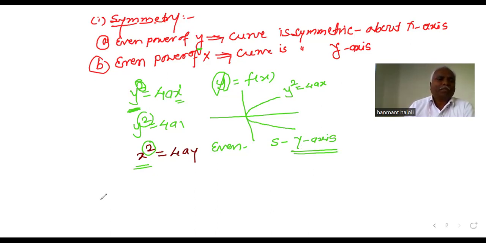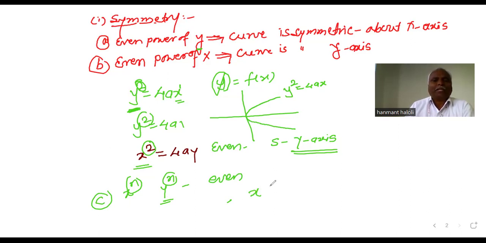Now we go for the third point, that is symmetry about both the axes, meaning even powers of both the variables. Suppose x also has an even power and y also has an even power. If index n is an even number, and both variables x and y are even powers, then the given curve is symmetric about both the axes. The curve is like this: x square plus y square equal to r square. Here the curve is symmetric about both the axes.